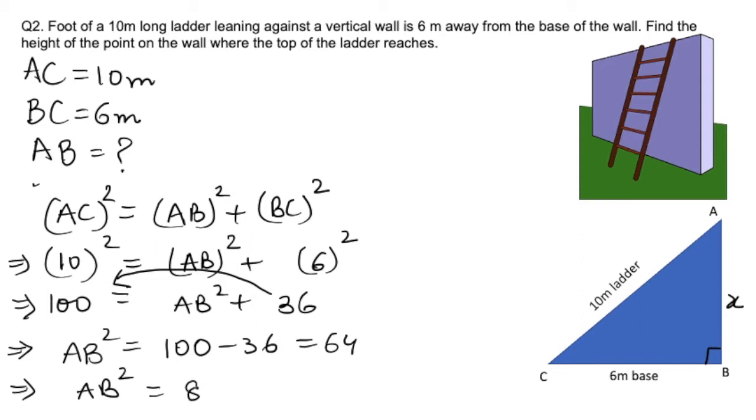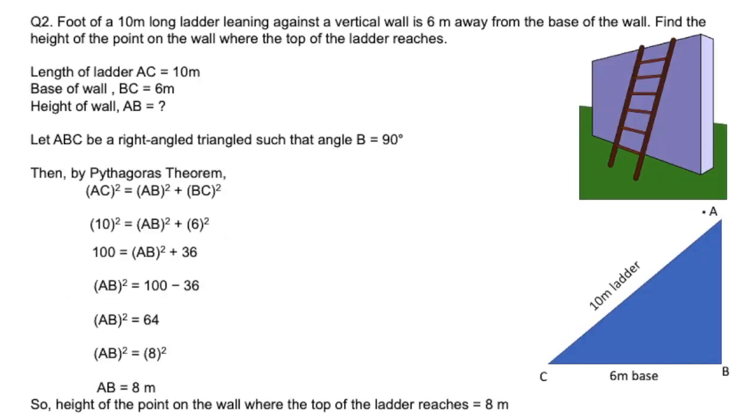So we can write AB square is equal to 8 square also. Square and square get cancelled. So this gives us the value of AB as 8 meters. So that means the height of the point on the wall where the top of the ladder reaches is 8 meters. Let us see step by step presentation of this. This is the way you are going to present your answer. All the steps have been written very clearly for your help.